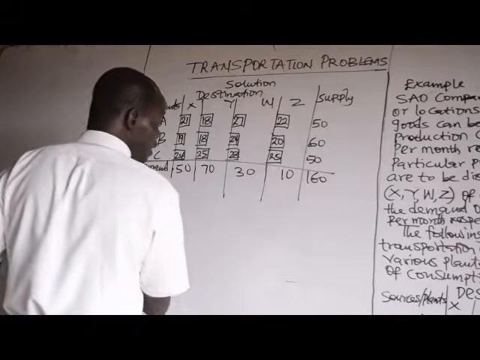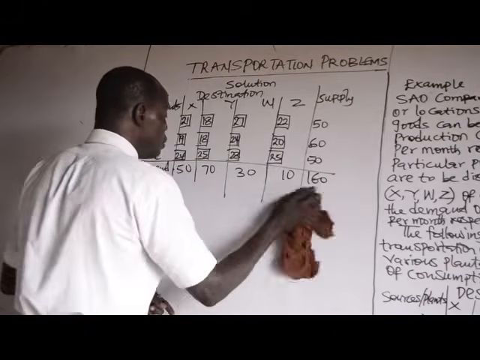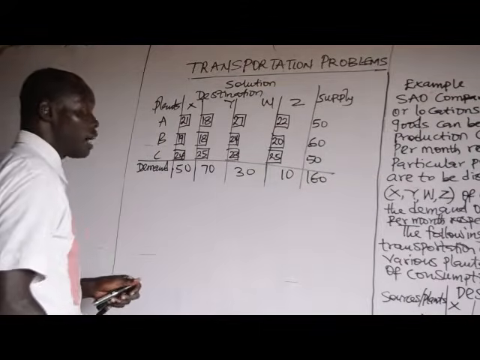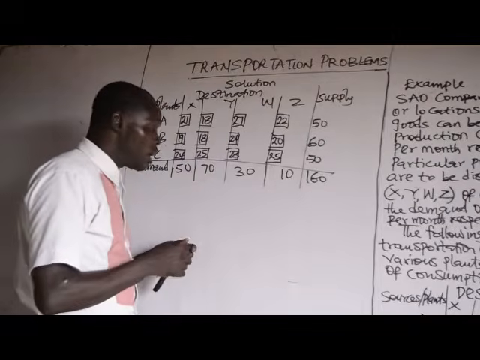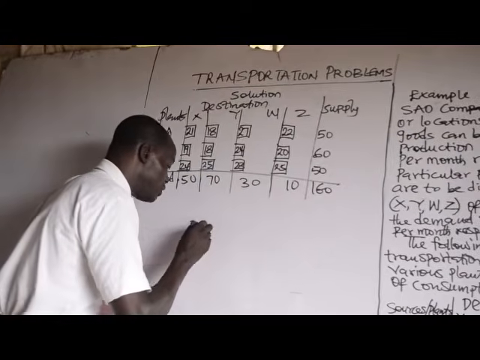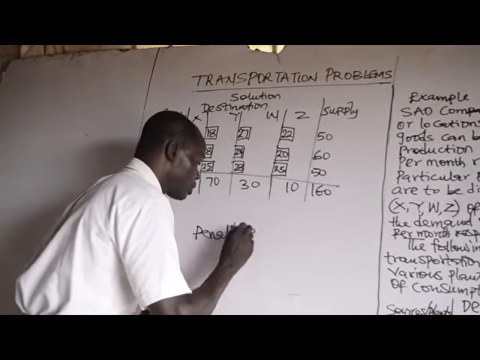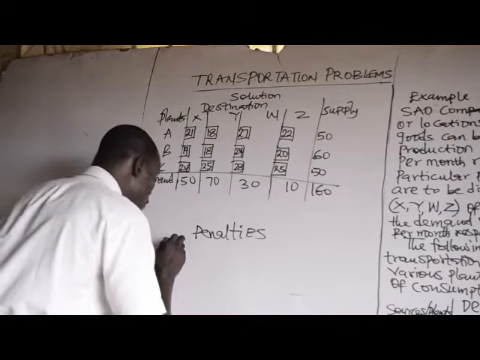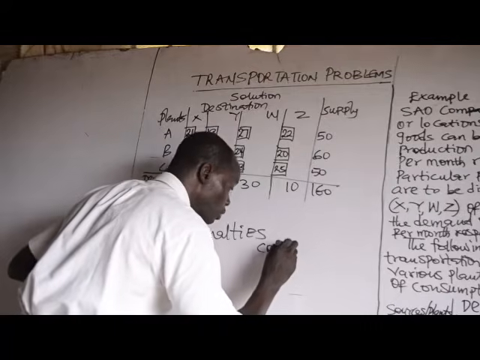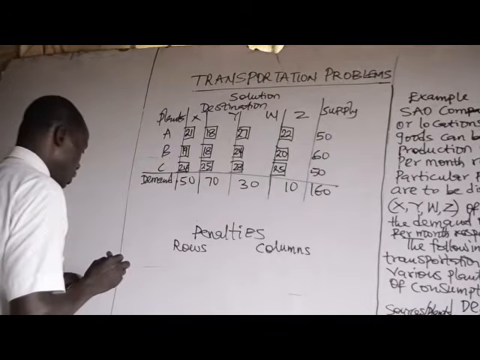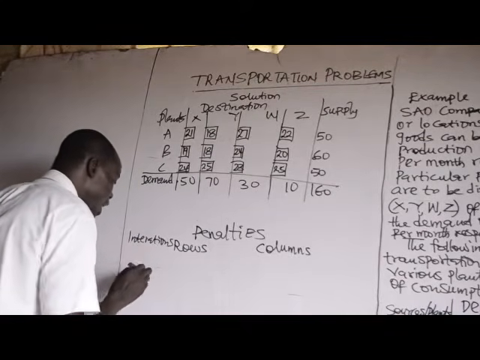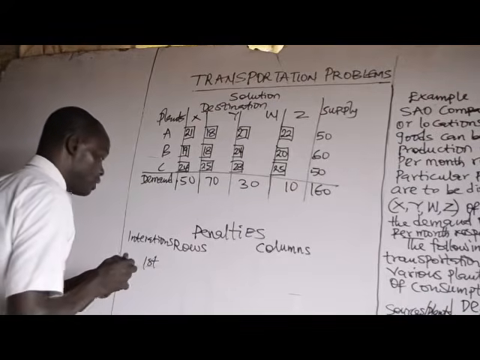Now, since it is balanced, the next thing to solve the problem using Vogel Approximation Method, which I've told you can also be called the penalty method, is to calculate your penalty. Now, let's have the penalties. We have rows and we also have columns. Then we have iterations. Let's have the first iteration now.